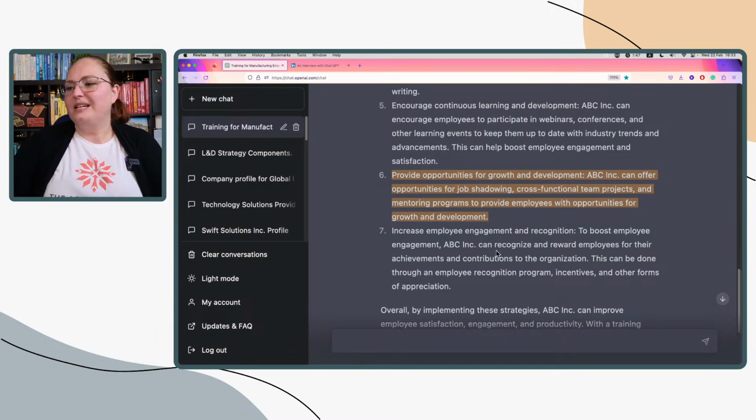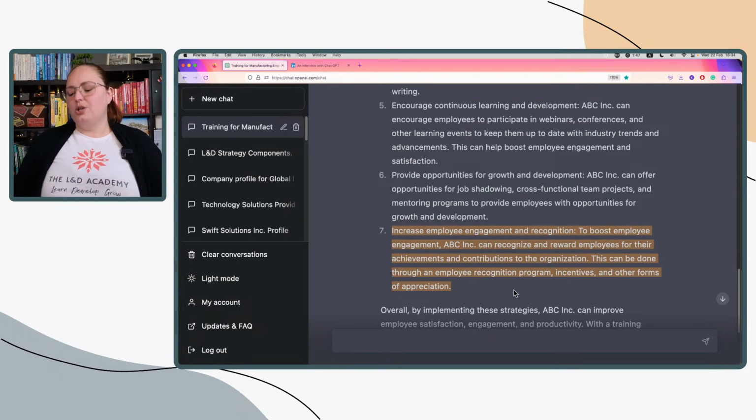I absolutely love this. And then there's one more suggestion: increase employee engagement and recognition. Okay, to boost employee engagement, ABC can recognize and reward employees for their achievements and contributions to the organization. This can be done through an employee recognition program, incentives, and other forms of appreciation. So very interesting, I have to say. Does that make sense overall? Yes, it does. And again, it will generate responses based on how good your prompt is.